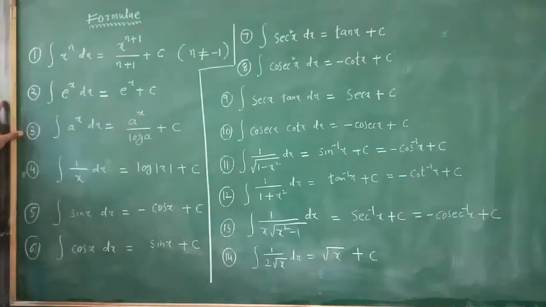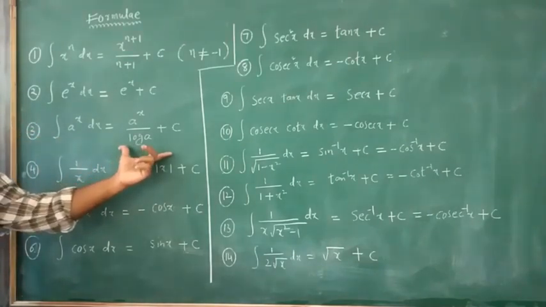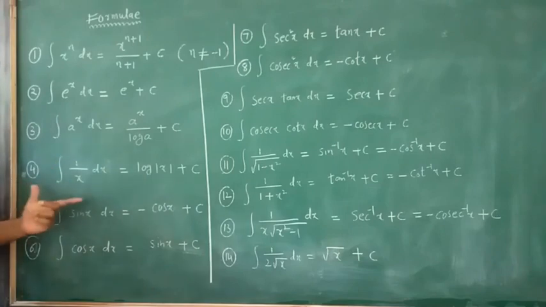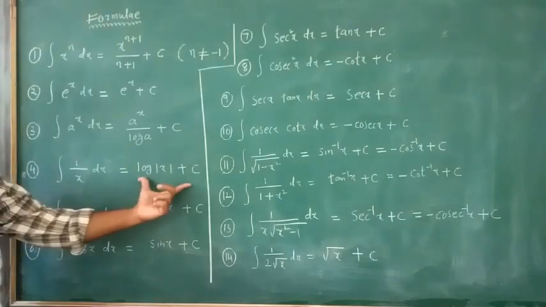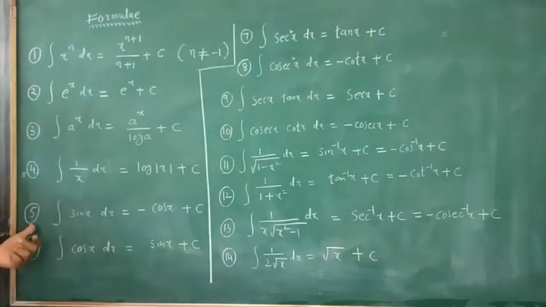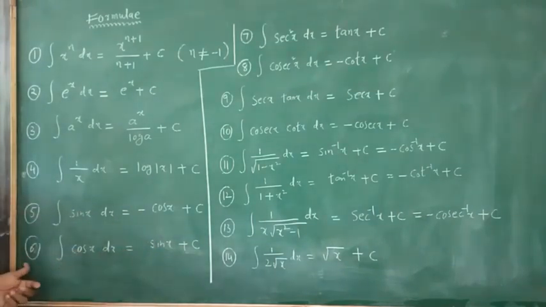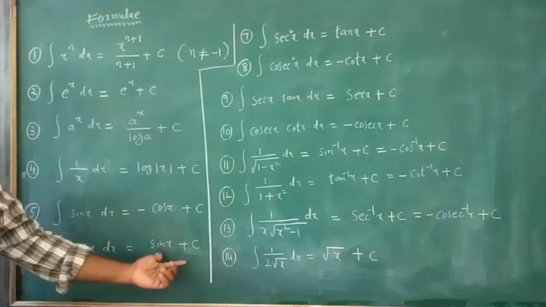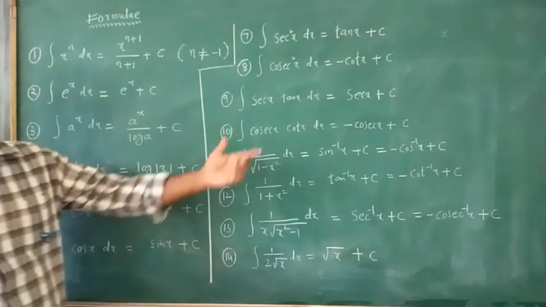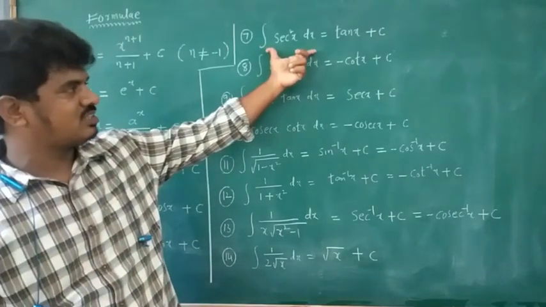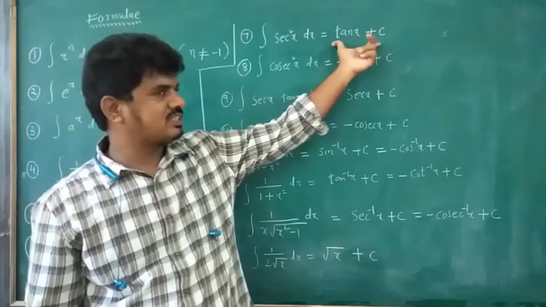Third one, the integral of a power x dx is equal to a power x divided by log a plus c. Fourth one, the integral of 1 by x dx is equal to log mod x plus c. Fifth one, the integral of sin x dx is equal to minus cos x plus c. Sixth one, the integral of cos x dx is sin x plus c. Seventh one, the integral of secant square x dx is equal to tan x plus c.